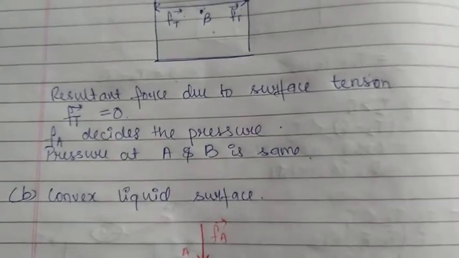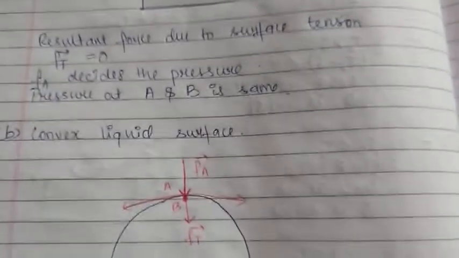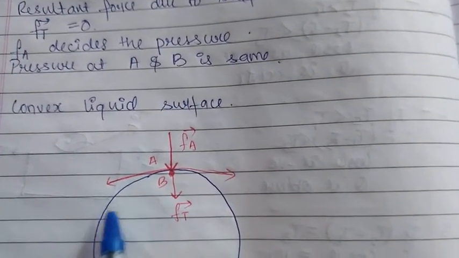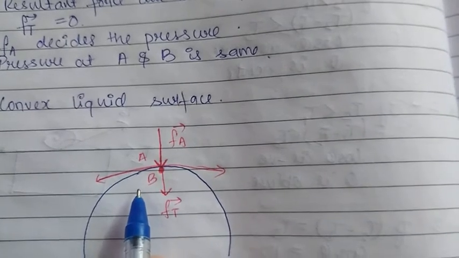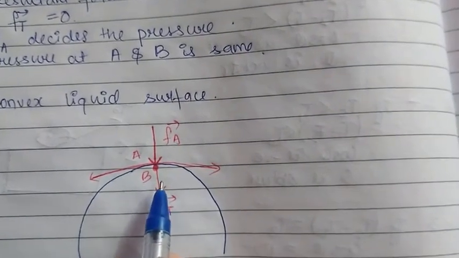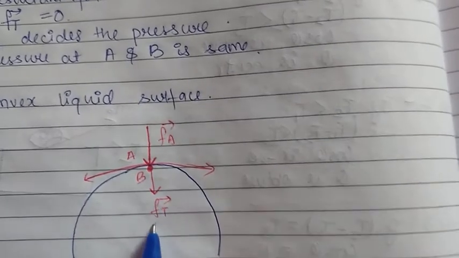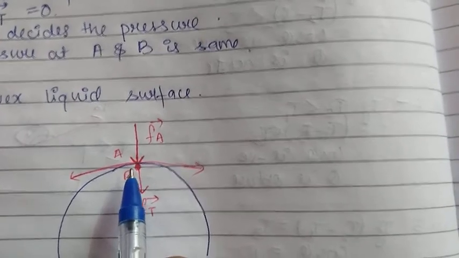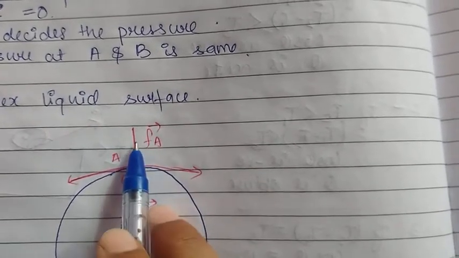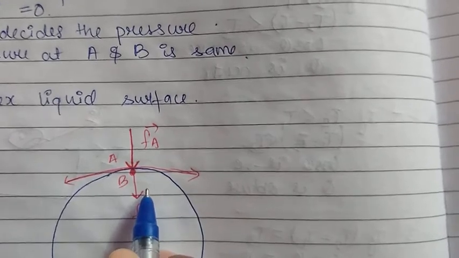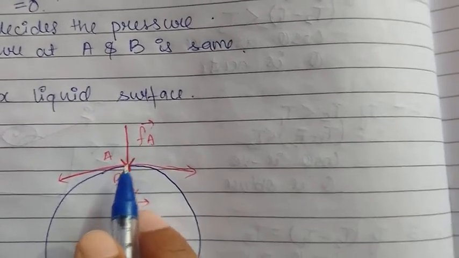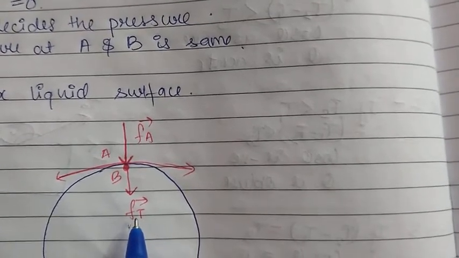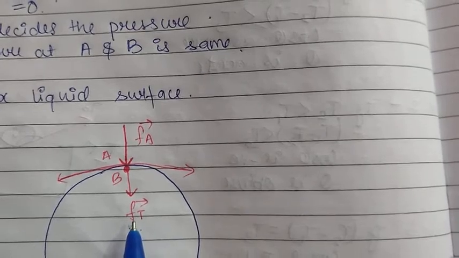Now if your liquid surface is a convex liquid surface, as you can see in this diagram, then you can say that the resultant force due to surface tension Ft on the molecule B is vertically downwards, and the force due to the atmospheric pressure is also downwards. So this force adds up to Ft. So Ft and Fa both act downwards, and because of that the pressure at point B is more as compared to the pressure at point A.